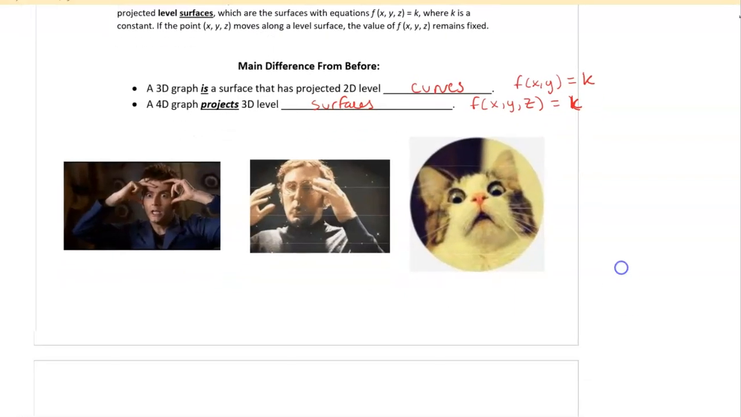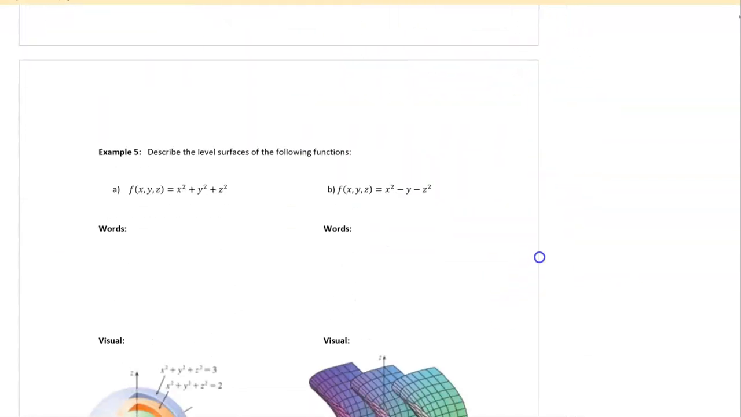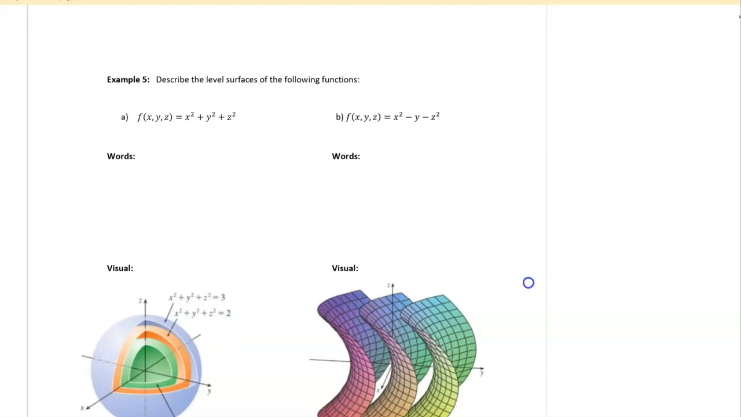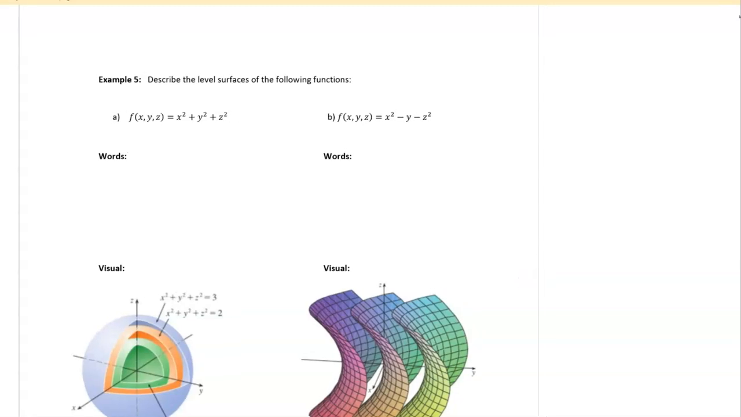And we can use those projections to help us understand a graph in 4 dimensions, even if we can't see the actual graph in 4 dimensions itself. So let's do some level surfaces.